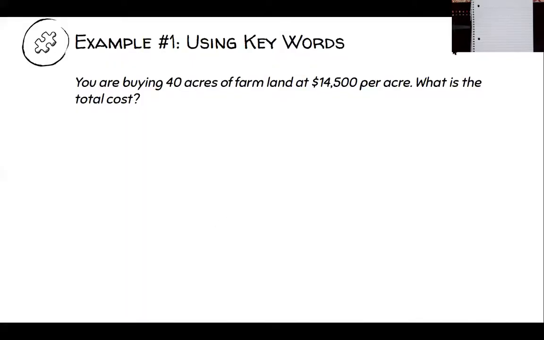Let's start with this first one. It says you are buying 40 acres of farmland at a cost of $14,500 per acre. What is the total cost? So on your own, you can go ahead and work on this problem. I'm going to switch my screen over so that we can work on this one together.